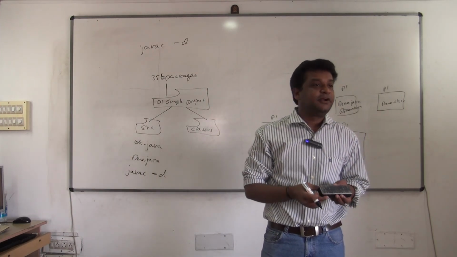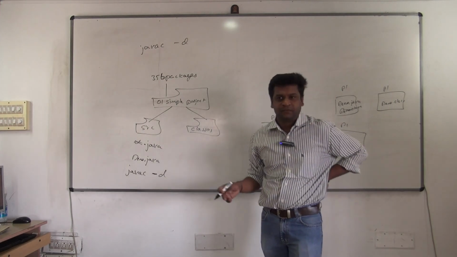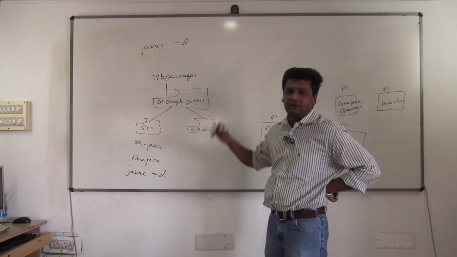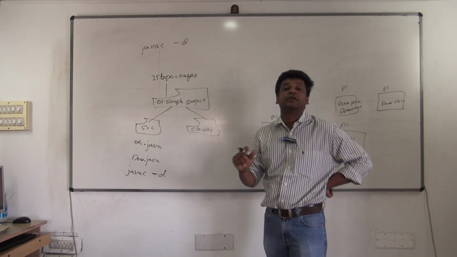Understood? After compilation, where do you want to put the .class file? I want to put it in the classes folder. Fine. So you have to give the path now. You have to give the location. So how will you give? You can give it in two ways.